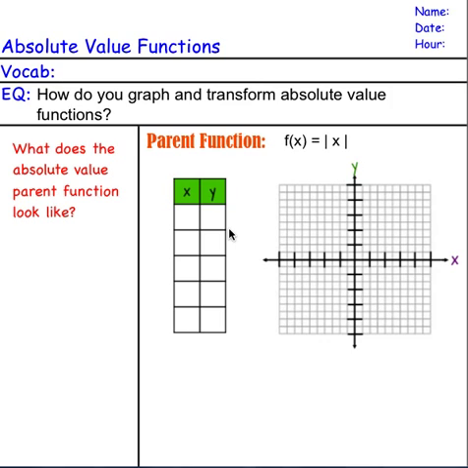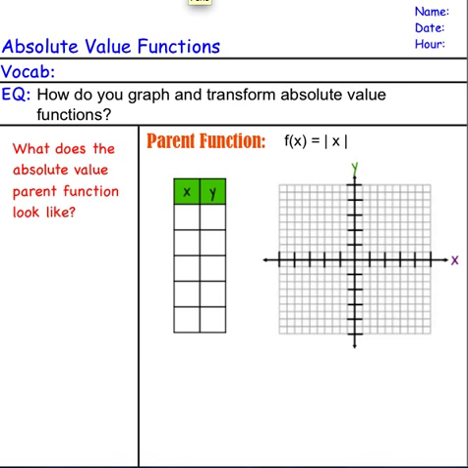Today we talk about absolute value functions. This is a refresher, as we mentioned at the end of chapter 1 that we would be coming back to these. So the first thing I want to do is recognize what that parent function looks like. As you can see here, we have f of x equals the absolute value of x.